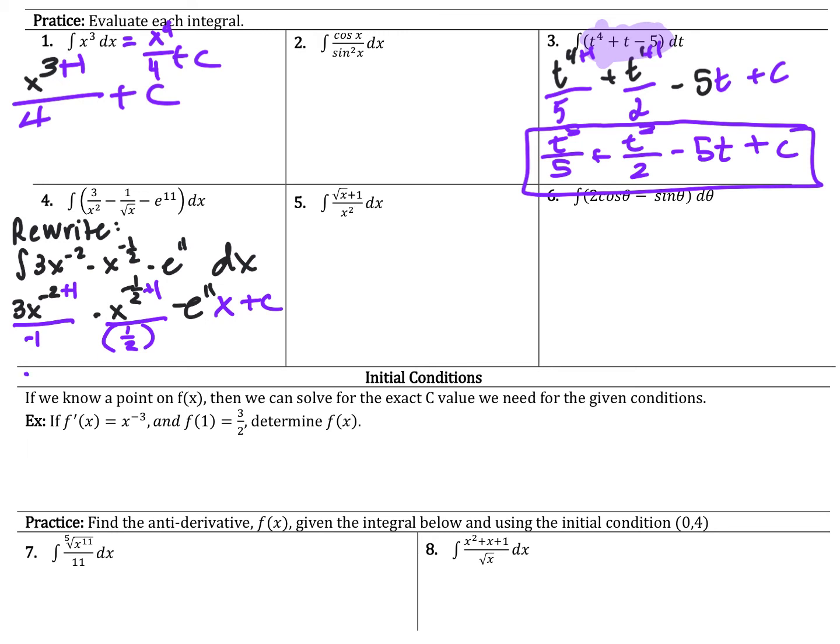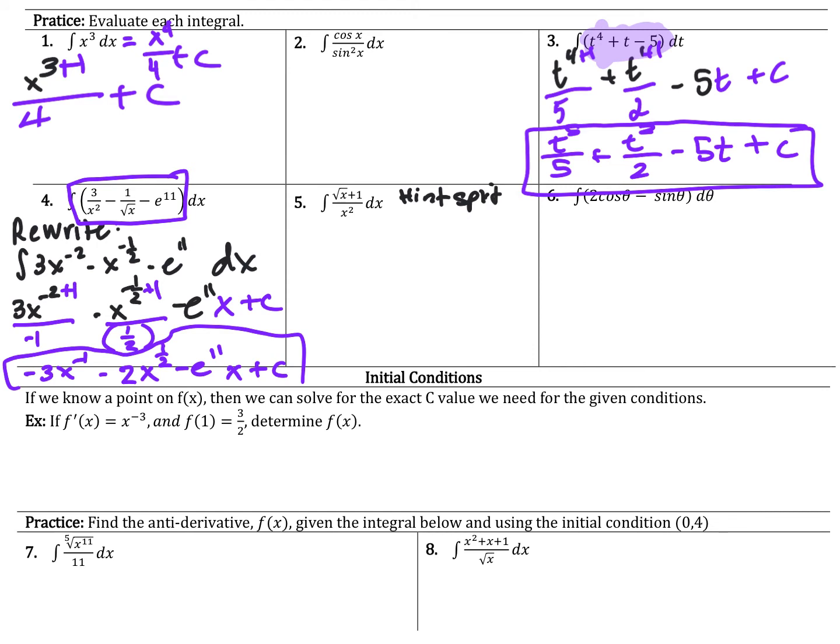So if I clean this up a little bit, negative 3x to the negative first power minus, if I divide by 1/2, that's the same thing as multiplying by 2. So 2x to the power of 1/2 minus e to the 11 times x plus c. And again, you could take the derivative of this to get back to the integrand that we started with in this problem. I'm going to have you try number 5 on your own as well, but I want to give you a hint first. My hint is going to be to split that fraction. So go ahead and try that one.